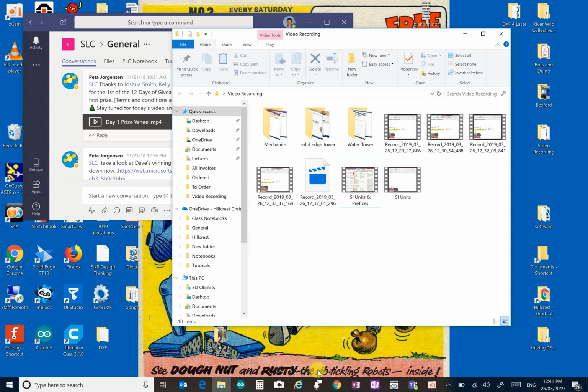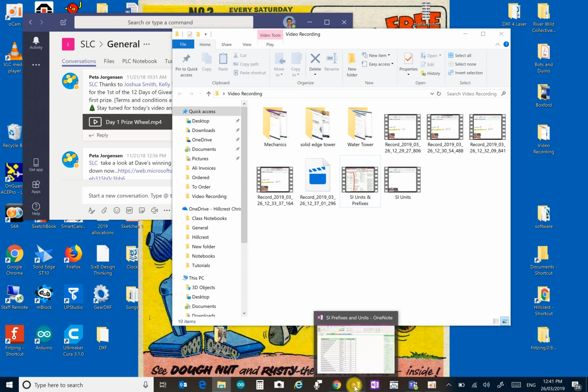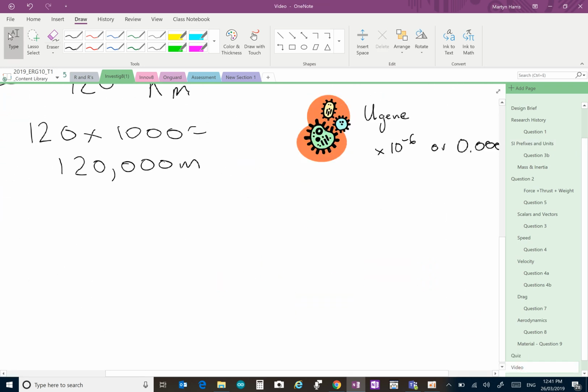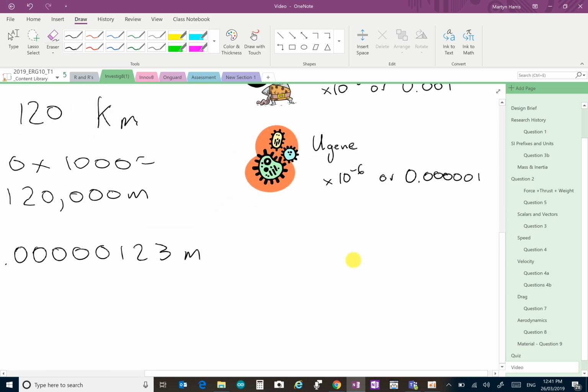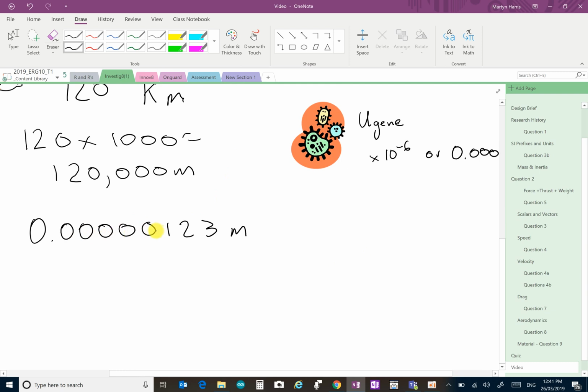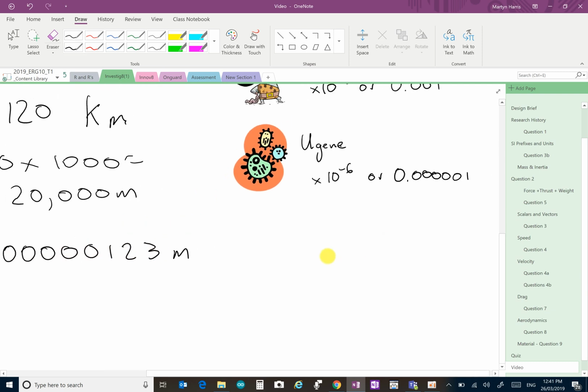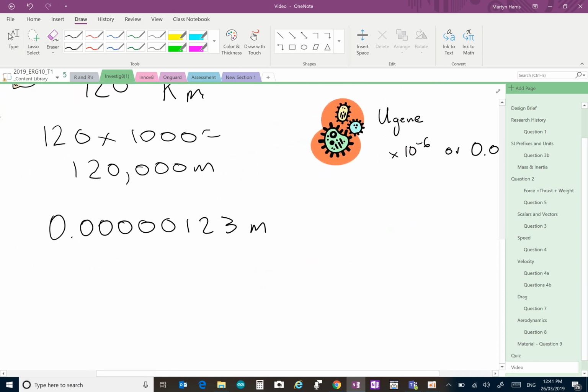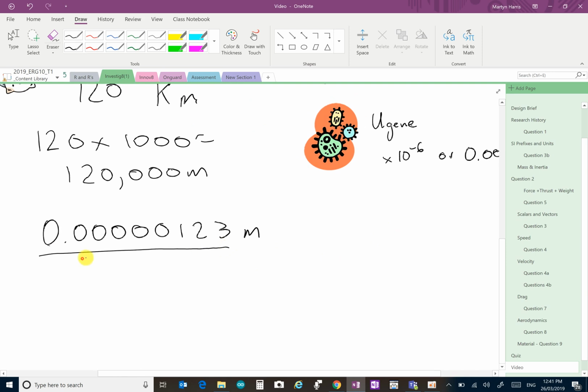Let's have a look at another example just here. Going back to this page, let's go for a really small number. In this case we're going to use 0.00000123 meters. I'm looking at my friends again and seeing which one I can actually use. I've got 1, 2, 3, 4, 5, 6, 7, 8. Got 8 digits, so I might use Eugene. If I want to add a Eugene, I need to divide by a Eugene. So I'm going to divide it by Eugene, and it's 10 to the power of 6. 1, 2, 3, 4, 5, 6.